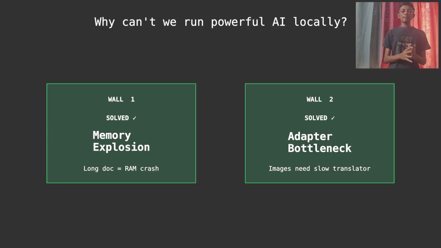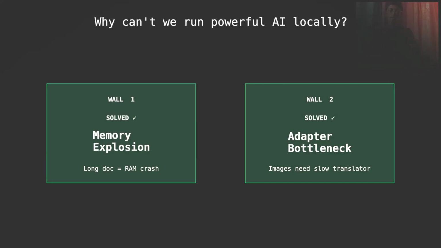Wall 2, the adapter bottleneck. Every time you give an AI an image or other non-text input, like audio, it has to squeeze the data through a slow, separate translation layer called the adapter, which we'll see later. This process severely limits the speed of multimodal understanding, causing the AI to lose fine detail from the input and wasting significant computational power. We'll see more in detail.